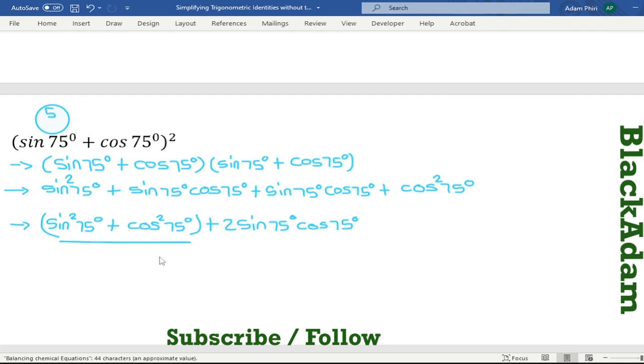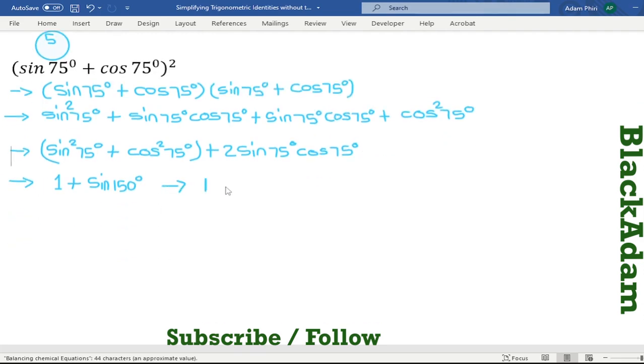And then that's it. So what does that tell us? That gives us 1, and that gives us sine 75 degrees plus sine 75 degrees, sum of angles. So it gives us a double angle. So that means that we have 75 plus 75, 150. Then from there we're going to have 1 plus sine 150 degrees. So that would be equivalent to 1 plus sine of 180 degrees minus 30 degrees.